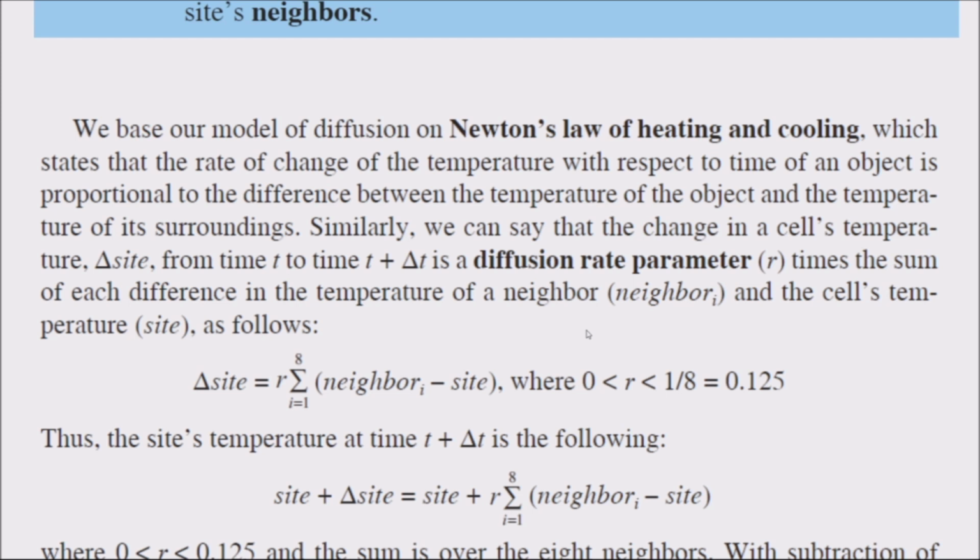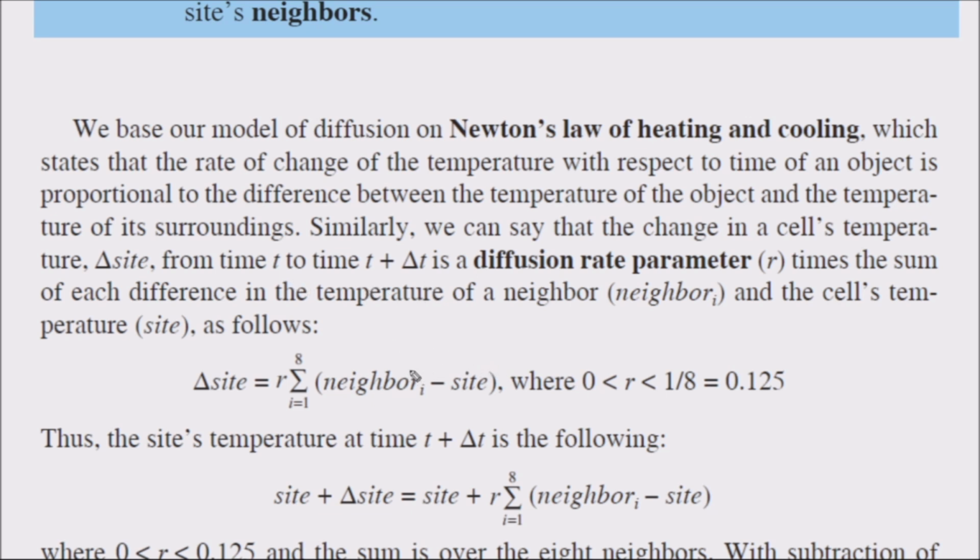Okay, so then Newton's law applies for this one, and we are going to check each neighbor's temperature minus the site temperature, which is the difference between these two, and then you multiply that to get the change of this. So what does this mean? Well, let's read this first. Newton's law of cooling is nothing but the statement that the rate of change of the temperature with respect to time is proportional.